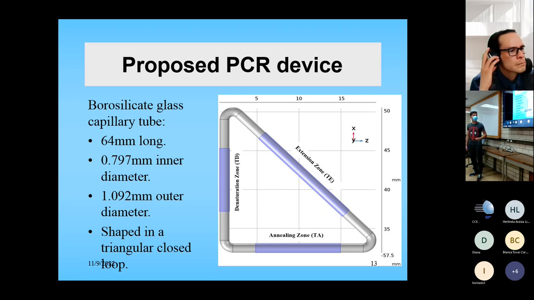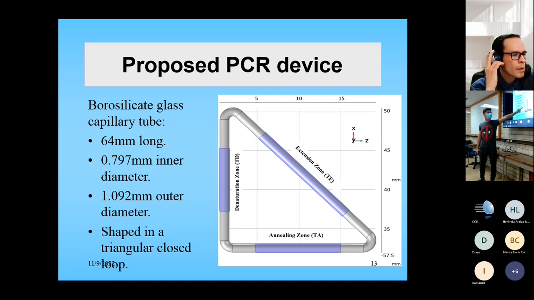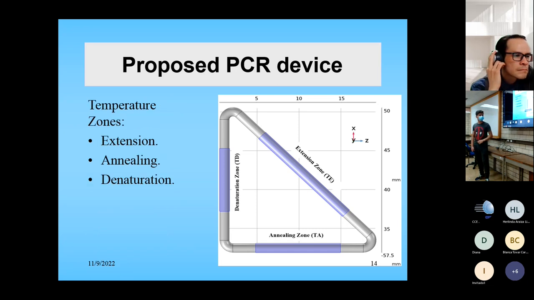The proposed PCR device is a borosilicate glass capillary tube 64 millimeters long, 0.79 millimeter inner diameter, and 1.082 millimeter outer diameter, and is shaped in a triangular closed loop. As we can see in this image, there are three temperature zones that are held at a constant temperature. These temperatures correspond to the different steps in the PCR: the annealing zone, the extension zone, and the denaturation zone.